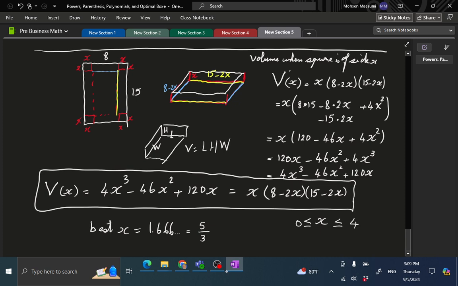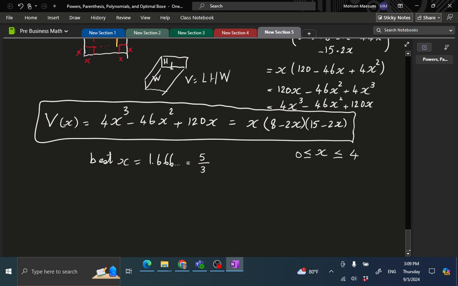It doesn't always have to be such a nice number, but in this case I designed the problem so that out comes a nice number, 5/3. So that's the best x. That's the best you can do. Putting 5/3 in by hand might be a little bit hard, but putting it here is relatively easy.